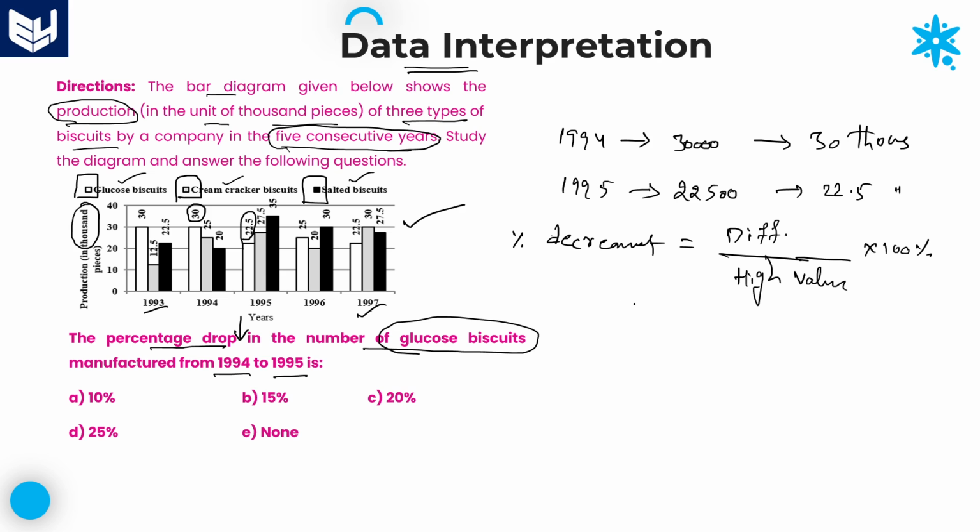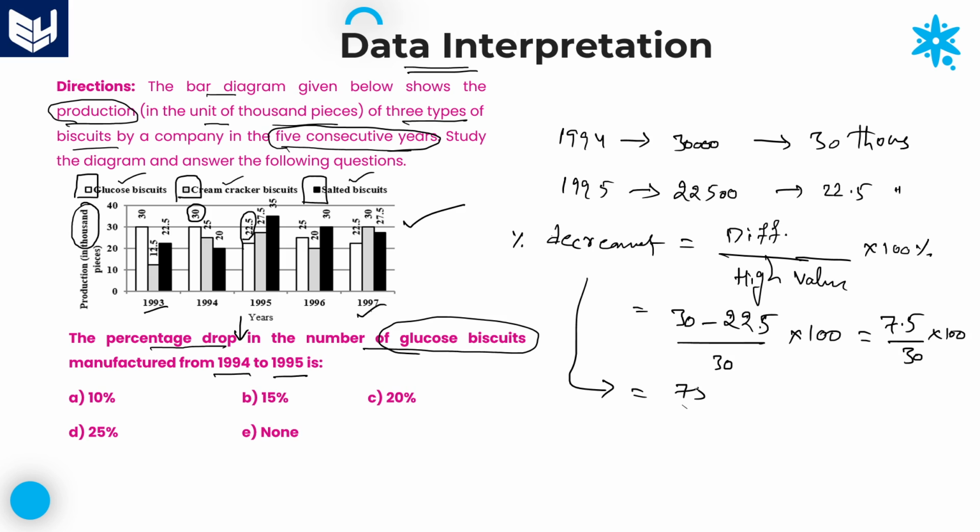First calculate the difference between those two. Here I'll take only in terms of thousands. Why? Because the numerator is in thousands and the denominator is also in terms of thousands. So directly I will take 30 and 22.5. The difference is 30 minus 22.5, divided by the high value, 30, into 100. Next, 30 minus 22.5 is 7.5, divided by 30, into 100.